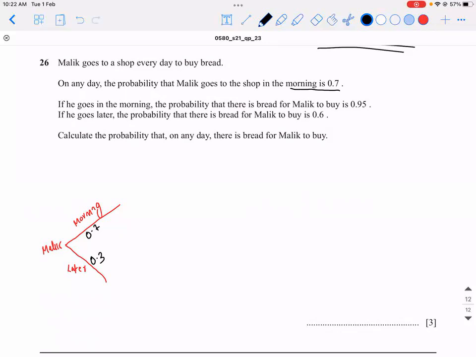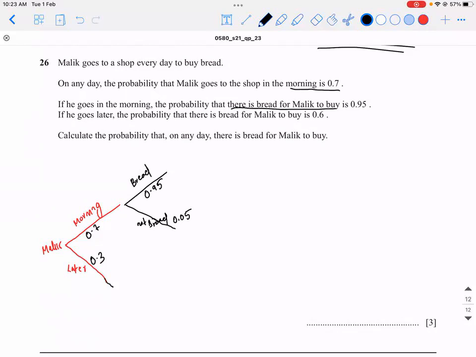Now, if Malik goes to buy bread in the morning, the probability there is bread for Malik to buy is 0.95. So what are the two possibilities? Either he will get bread, or he will not get bread. Bread, not bread. These are the two possibilities. What is the probability of getting bread in the morning? 0.95. Therefore, this must be 0.05, correct? Because 0.95 plus 0.05 add up to give 1.